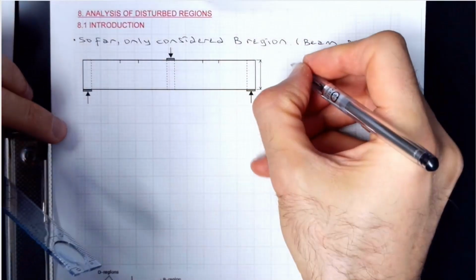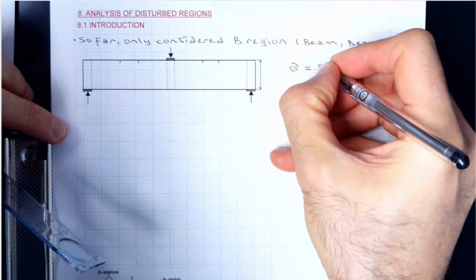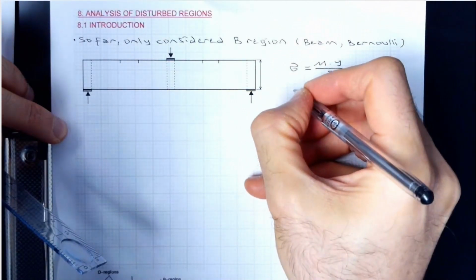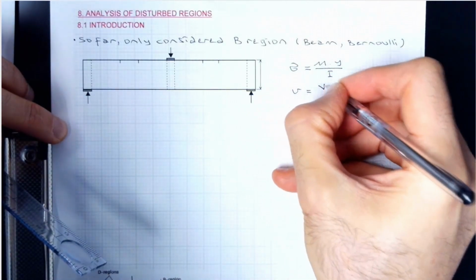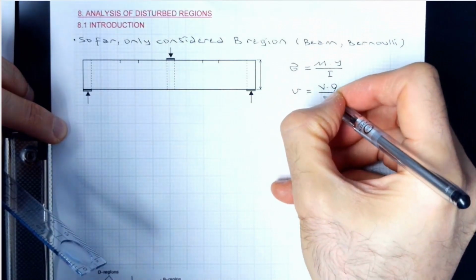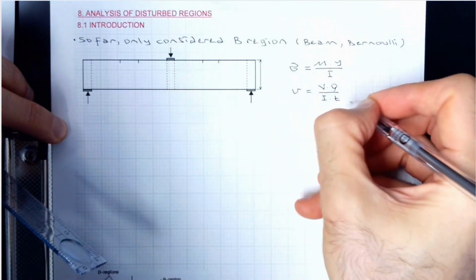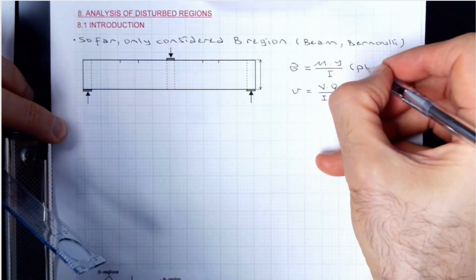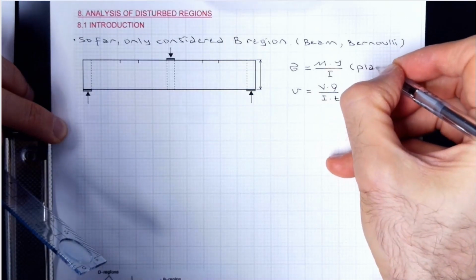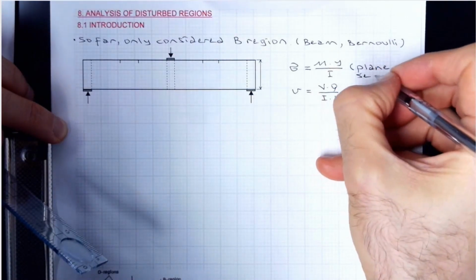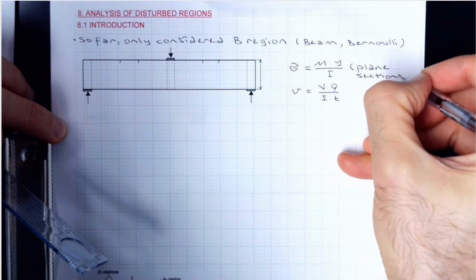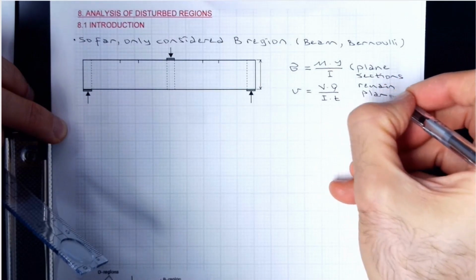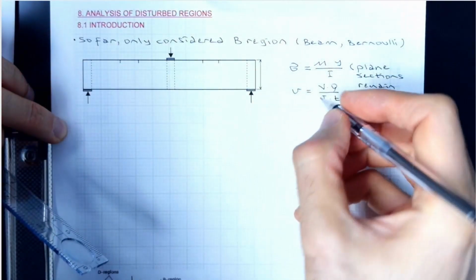And for B regions, you have the typical stress equation, which is based on moment, My divided by moment of inertia, as well as shear stress, which would be shear force times Q divided by moment of inertia times section thickness, right? So the first one is very common, it's called engineering beam theory. My colleagues always call this plane sections remain plane.